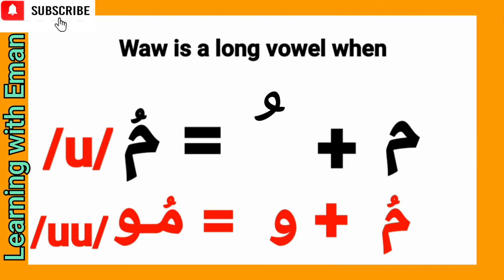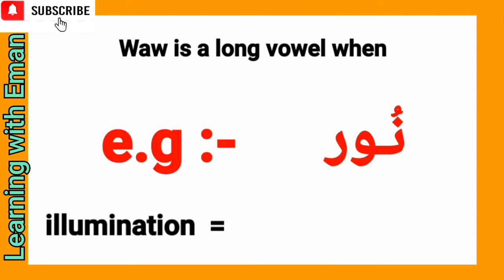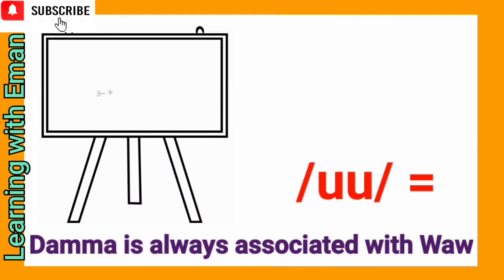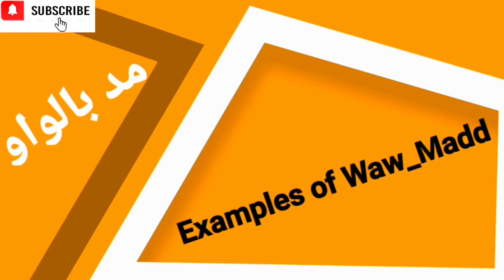The last condition is that waw doesn't carry any kind of diacritic. For example, noor. Noor means illumination. As you can see, when waw is acting as a long vowel, nothing will be written on top or below of it. Notice that Dammah is always associated with waw. When waw is acting as a long vowel, it produces the sound of double O. Now let's look at these examples of waw madd.